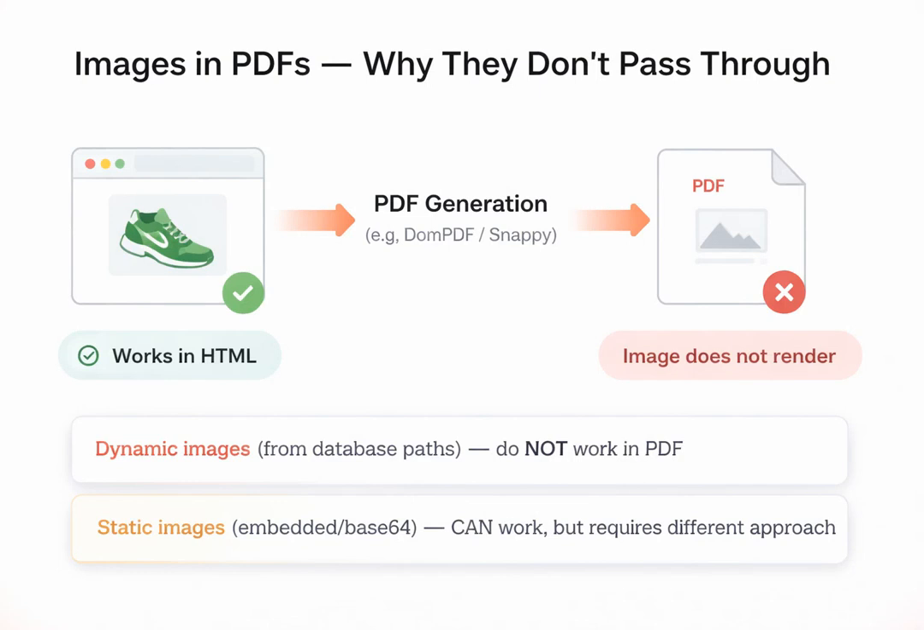One specific limitation worth understanding is image handling in PDF exports. When you generate a PDF using libraries like DOM-PDF, images that are dynamically loaded from the database, like product images stored as file paths, do not render inside the PDF. The image simply doesn't pass through. If you need images in a PDF, you have to use a different approach. Either embed the image as base64 encoded data, or use static image references. Dynamic image paths from the database will not work directly in PDF generation.